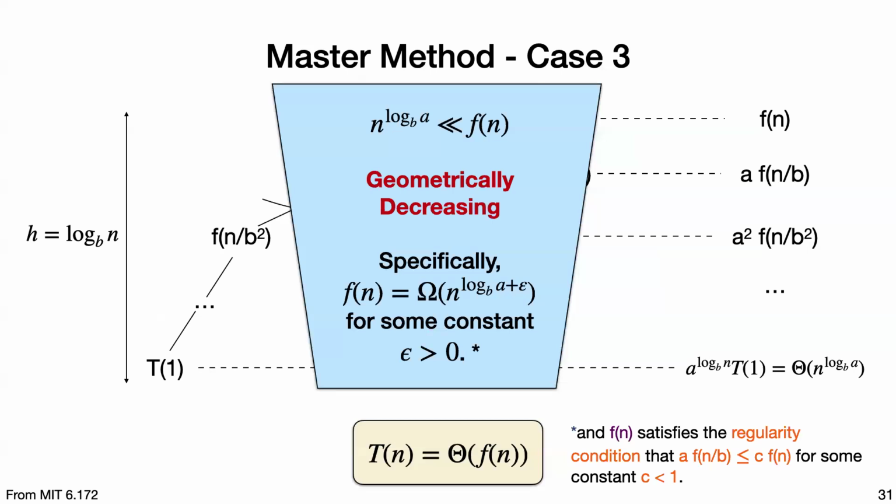And then there's some condition on the constants, but the more important part is this, which is that f of n, the amount of work that just happens at the very top level, is omega of n to the log base b of a plus epsilon for some constant epsilon, which means that this is polynomially bigger than whatever's in the leaves.